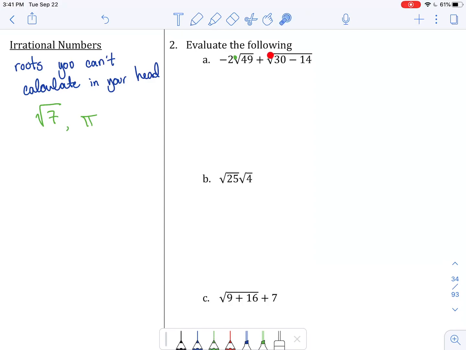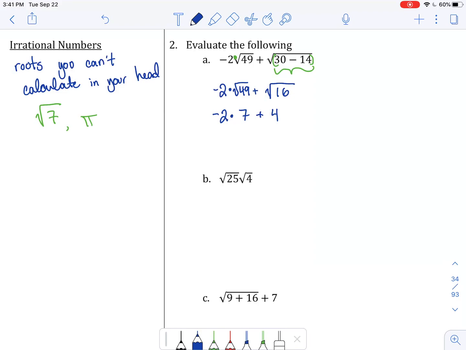And when you have this square root going long over all the numbers, that's the same as putting parentheses around them saying these are all in a group together, a group called that square root. So 30 minus 14 would be root 16, and then -2 times root 49. These are both perfect squares. -2 root 49 is 7, because 7 squared is 49. And similarly, root 16 is 4.